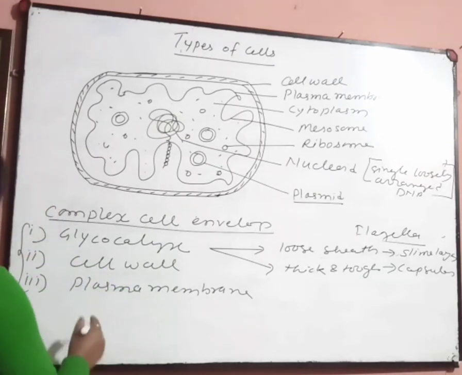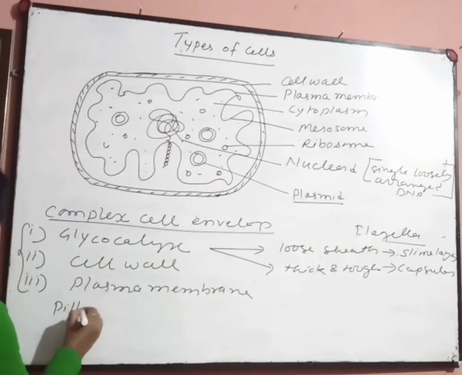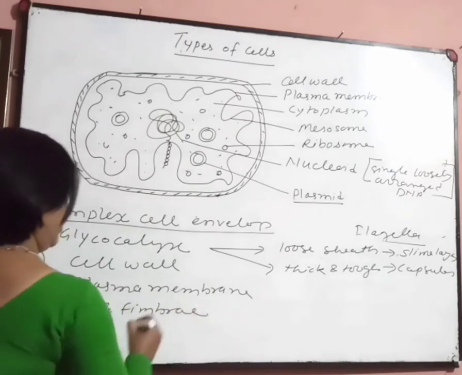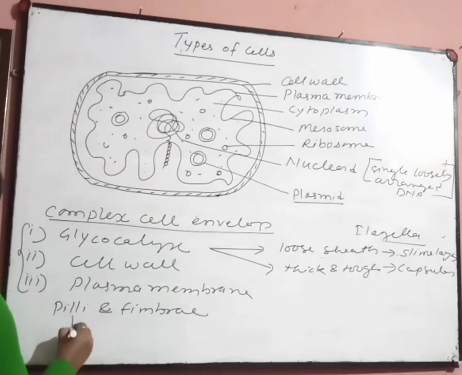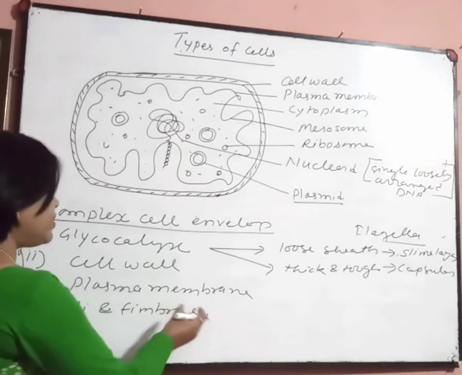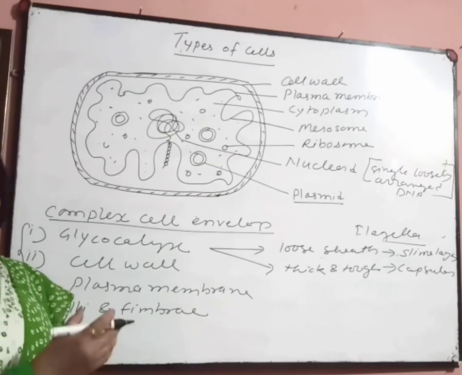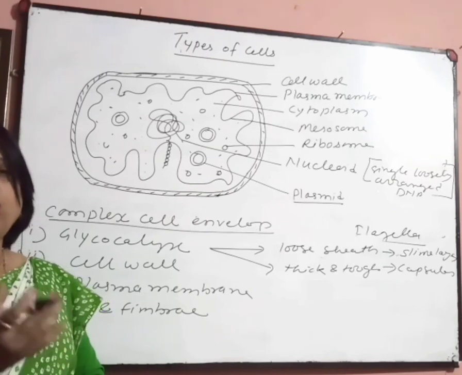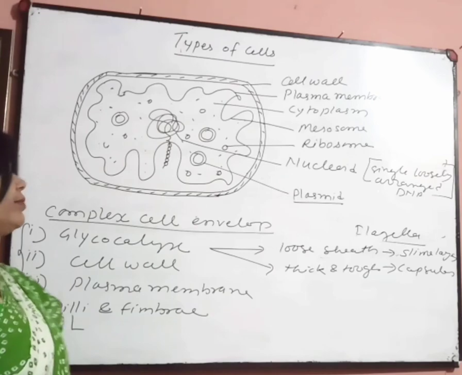In some bacteria, besides the flagella, pili and fimbriae are also present. Pili are tube-like structures and fimbriae are hair or bristle-like structures and help in attachment with the other bacteria or with the substratum, etc.